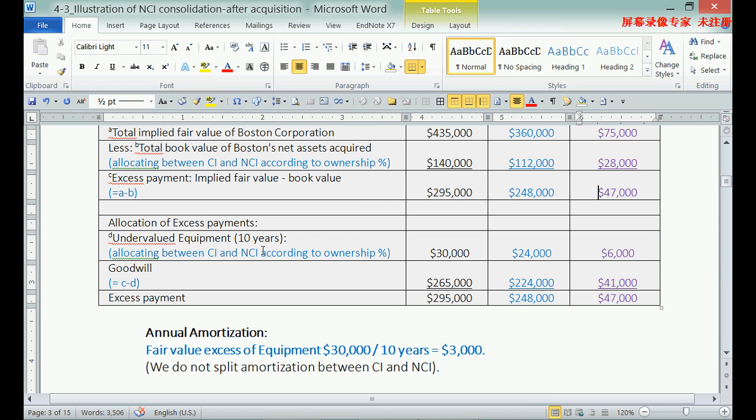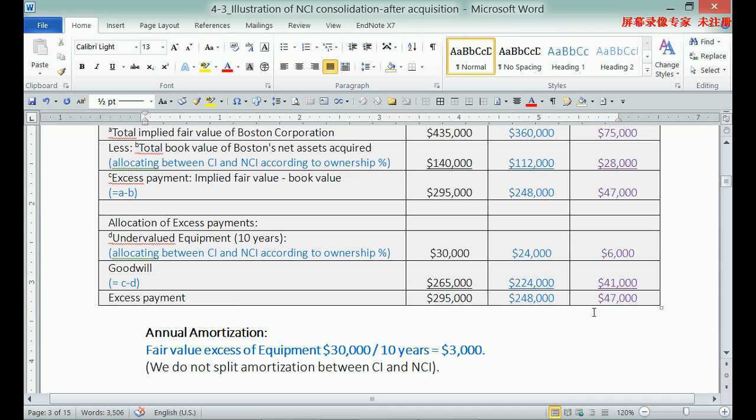And then for the undervalued equipment, it's also 80% and 20% of this 30,000. So 80% is 24,000, 20% is 6,000. Take the difference between the excess payment and the undervalued equipment by the two parties. We know the goodwill. So now I want you to pay attention. The goodwill here is not proportional to the ownership of the CI and NCI. The reason is CI basically paid more for the control of the subsidiary. We call this control premium.